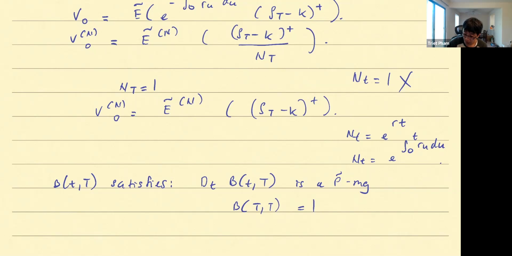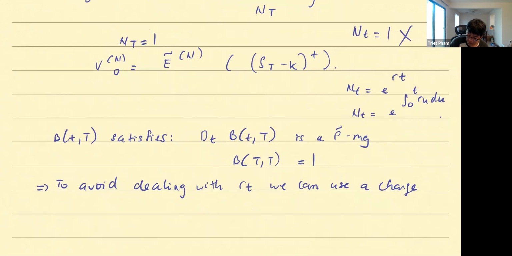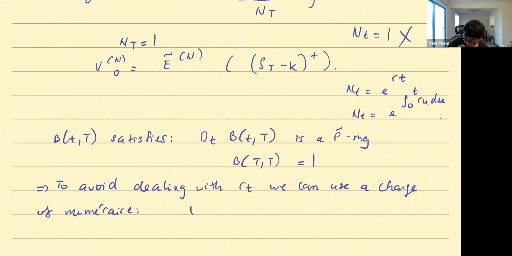Therefore, in this formulation, to avoid dealing with the interest rate itself, we can use a change of numeraire. So V, we call it V_T, like this.